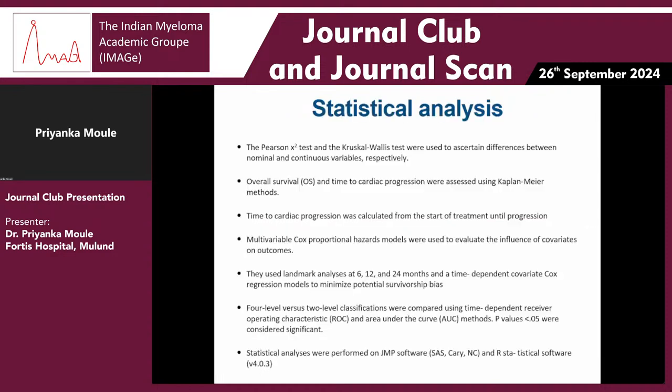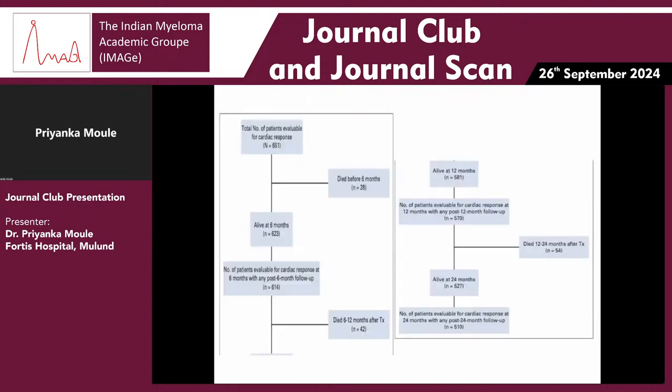So for statistical analysis, they used Pearson's chi-square and Kruskal-Wallis test for ascertaining the differences between the nominal and continuous variables. Overall survival and cardiac progression were assessed by Kaplan-Meier curves. The time to cardiac progression was calculated from the beginning of the treatment. Multivariate Cox proportional hazard models were used to evaluate the influence of covariates, and landmark analysis at 6, 12, and 24 months and a time-dependent covariate Cox regression model were used to decrease the survivorship bias. The 4-level versus 2-level was compared using receiver operating curves and area under the curve, and a p-value of less than 0.05 was significant. The statistics was performed on the JMP software or R statistical software.